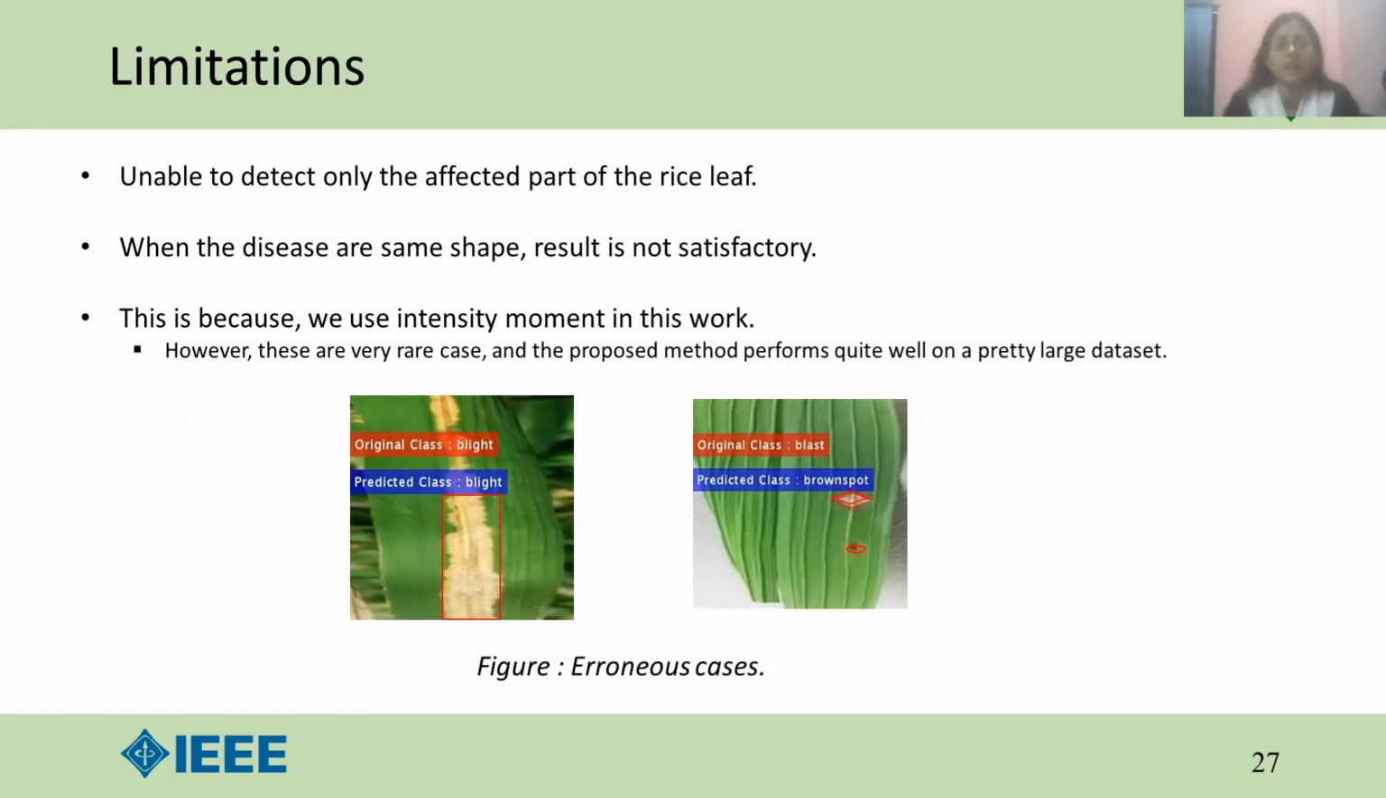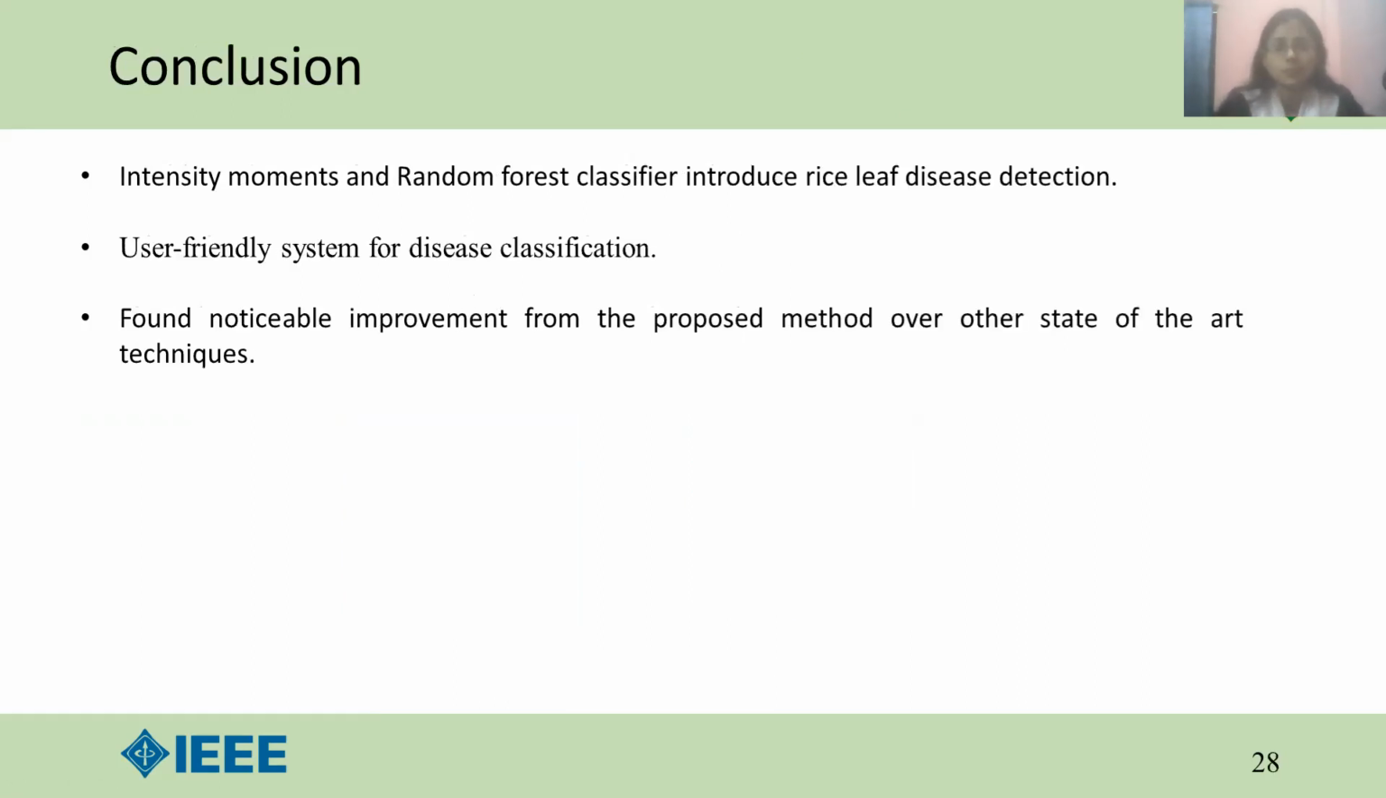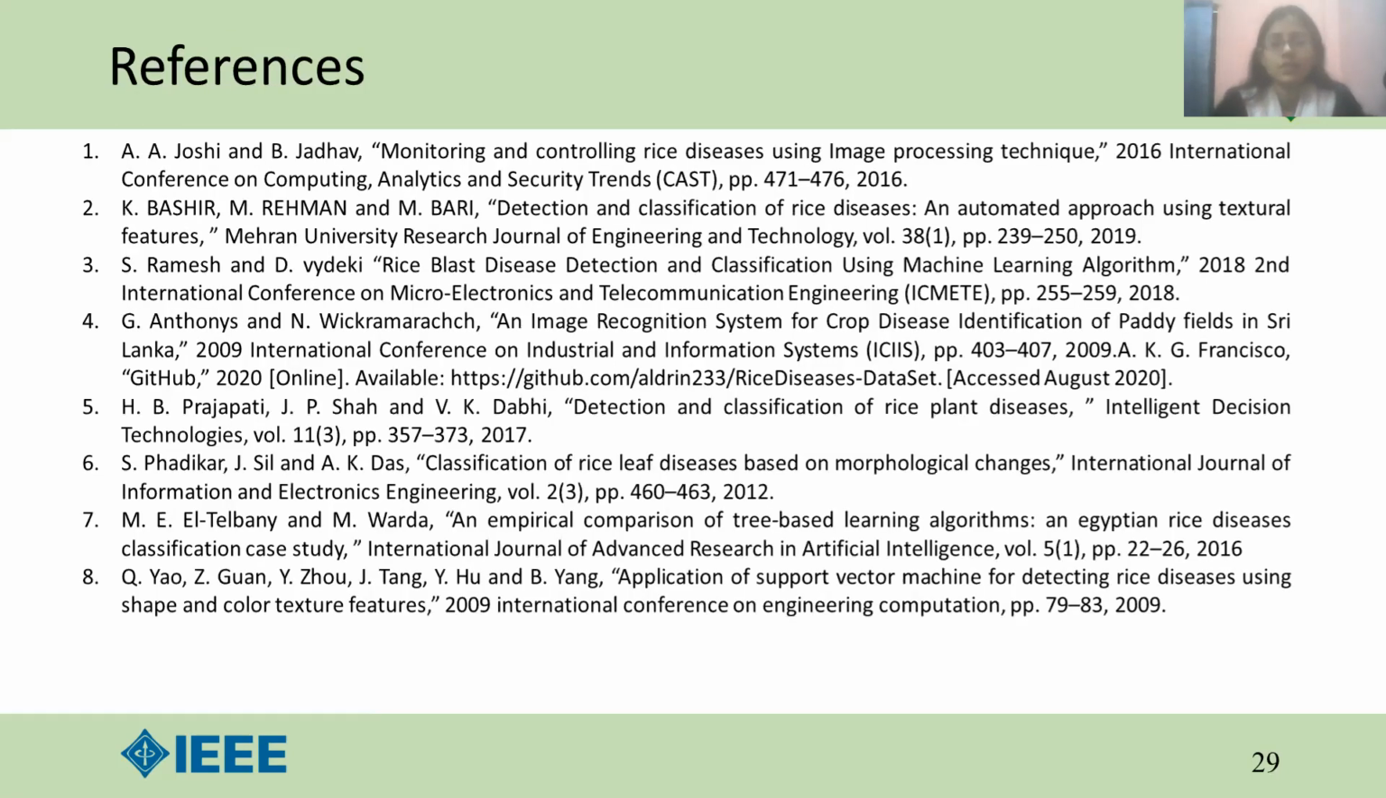There are some limitations. It is unable to detect only the affected part of the leaf disease, and when the diseases have the same shape, the result is not satisfactory. This is because we use intensity moments in this work. However, this is a very rare case, and the proposed method performed quite well on a large scale dataset also. So intensity moment and random forest classifier introduced rice leaf disease detection, and it is user friendly for disease classification. And we found a noticeable improvement from the proposed method over the state of the art technique. These are the references.